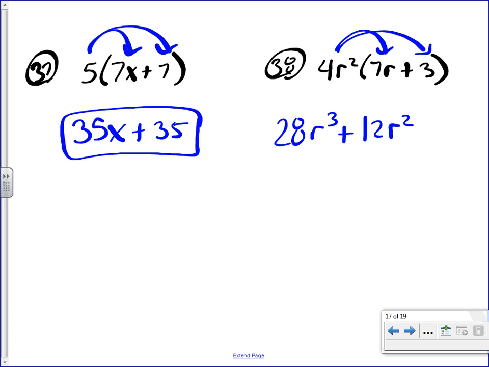4r squared times 3 should be a 12r squared. That's the one we're looking for.